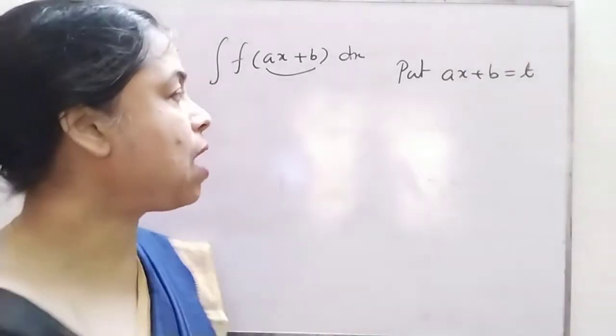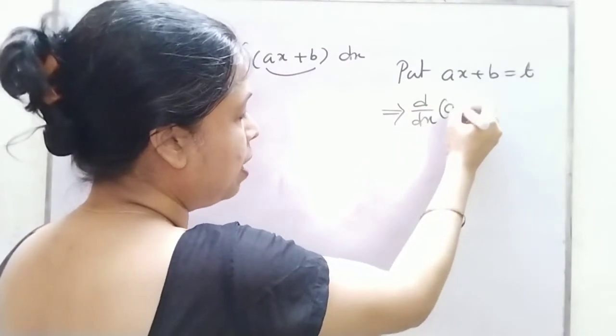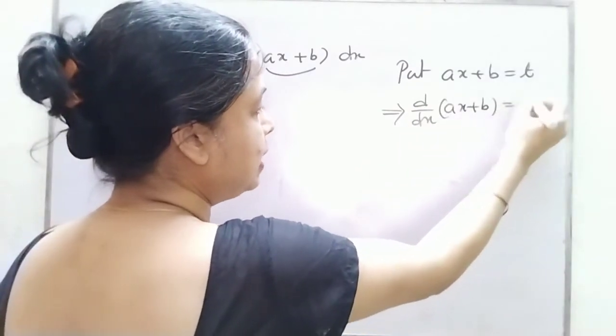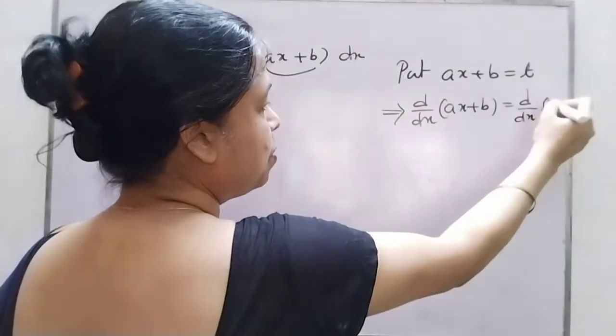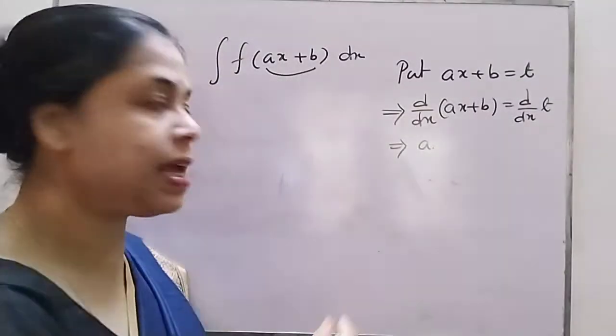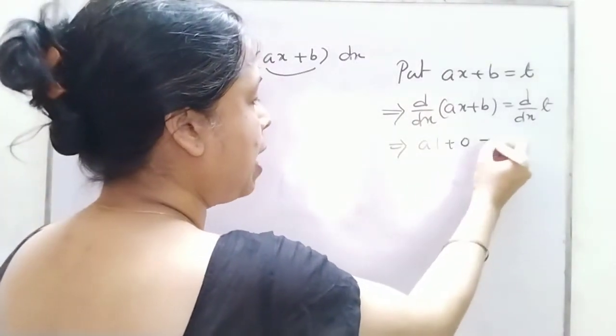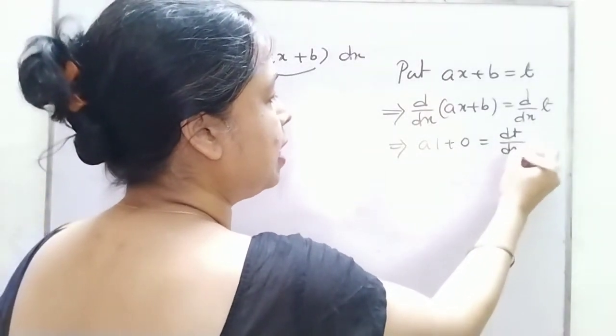Okay, now I am going to take the derivative of this expression, that is d/dx of t = ax + b. On the right side we'll have d/dx of ax, where a is a constant. d/dx of x is equal to 1. So a into 1 plus 0. And the left side can be written as dt/dx.